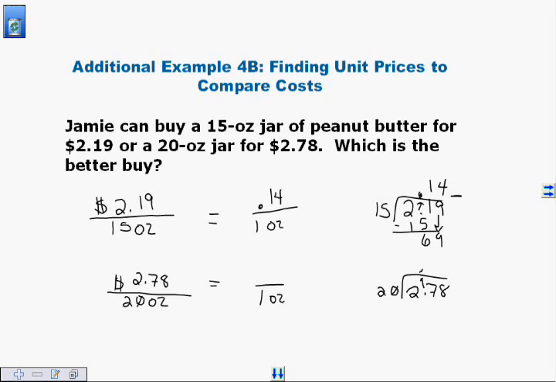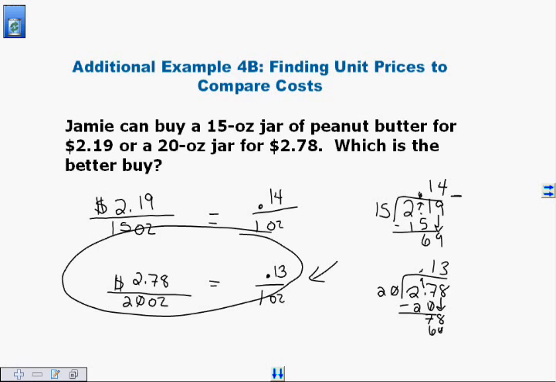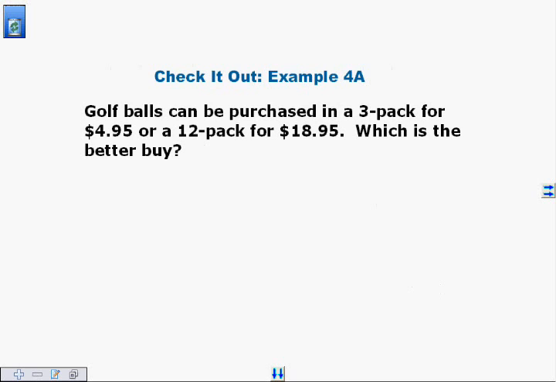20, bring your decimal straight up. 20 goes into 27 one time. 20 goes into 78 3 times. That was pretty close, but we can tell that the 20-ounce jar of peanut butter is our better buy because it's only 13 cents per ounce, which is cheaper than 14 cents per ounce. Try this one.